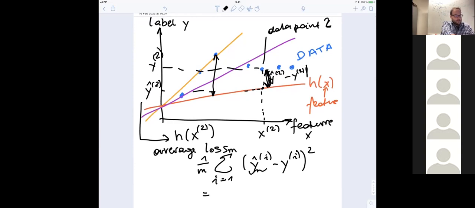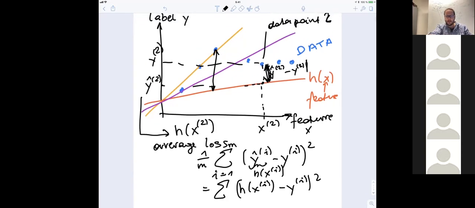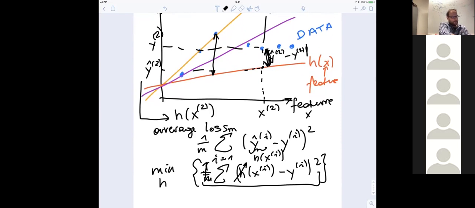And then, so how does this depend on the hypothesis? Well, this predicted label here is given by the hypothesis evaluated at the feature of the ith data point. So this depends on the hypothesis via this predicted label minus y squared. Okay, so what we do now in machine learning is, a machine learning method does nothing but finding or tuning or learning the hypothesis out of the set of all possible hypotheses that makes this error as small as possible. This is called empirical risk minimization. We could also call it the training process. So we want to minimize this quantity here, this objective here, as we vary this hypothesis.